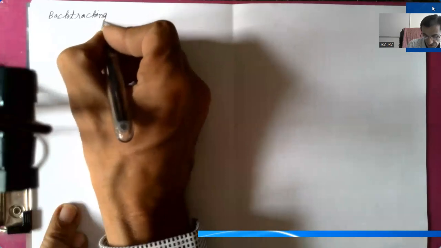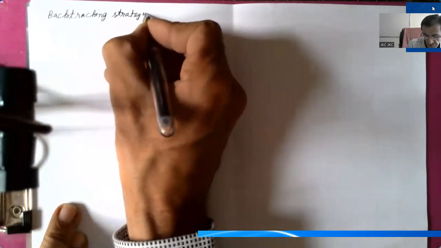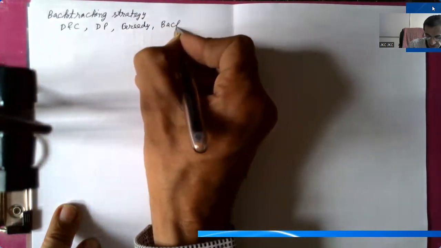And this methodology is the fourth strategy of the discussions which we have already done. So earlier we have done divide and conquer. Then we followed that with DP. Then we went to greedy. And now we come to the fourth strategy, which we call backtracking.